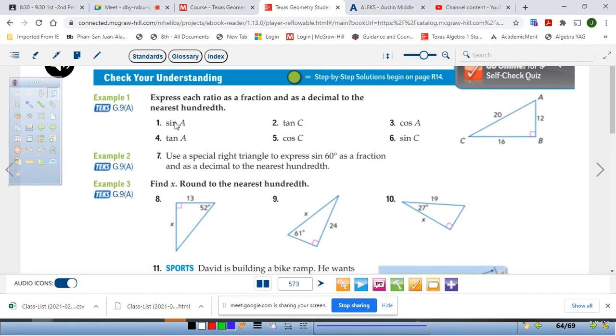Okay, so if you look at 1 through 6, I think those are just setting them up. Very simple, like sine of A. Sine of A is basically saying you've got to remember SOH CAH TOA, right?